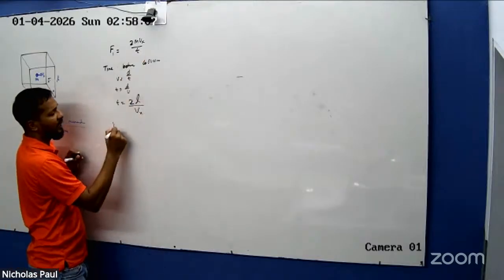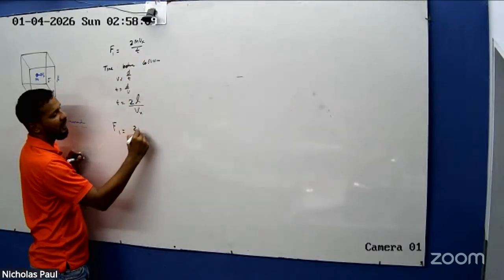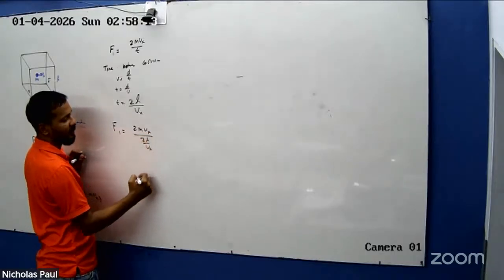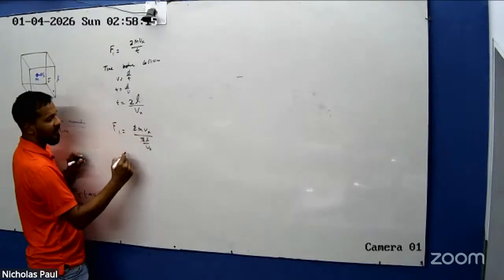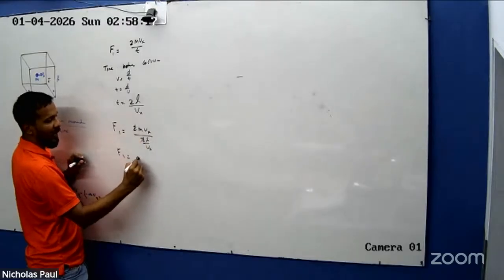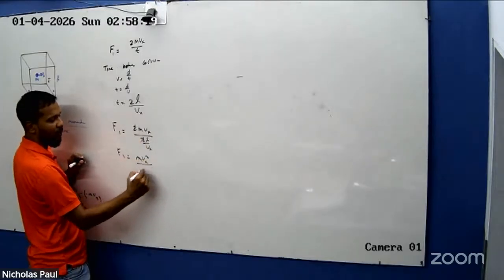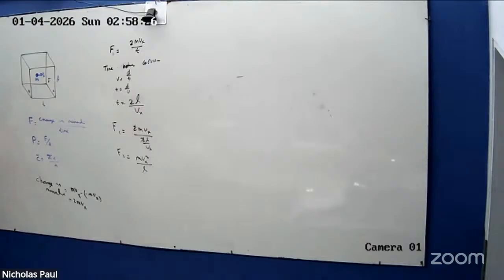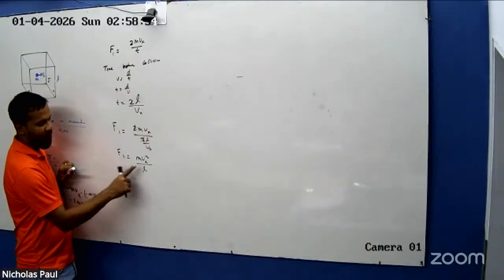Now, let's put that in there. So we will get the force of one particle as 2mVx all over 2L Vx. Flip up the Vx, the 2's will cancel. You'll end up with mVx squared all over L. That's the force exerted by one particle.